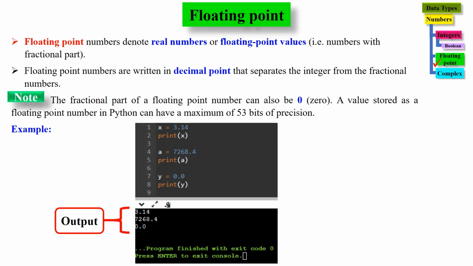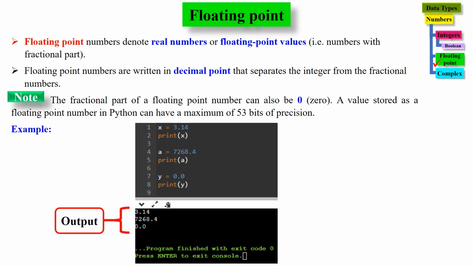In example 2, a variable named a is created and assigned the value 7268.4. This means that the floating point number 7268.4 is stored in the variable a. The print function is used to display the value of the variable a on the console. In this case, it will print the value 7268.4 as output.